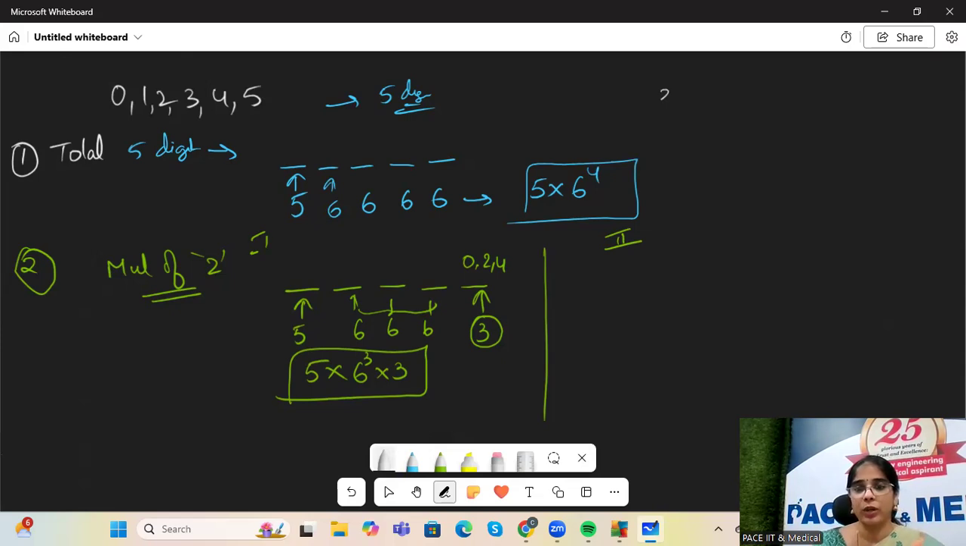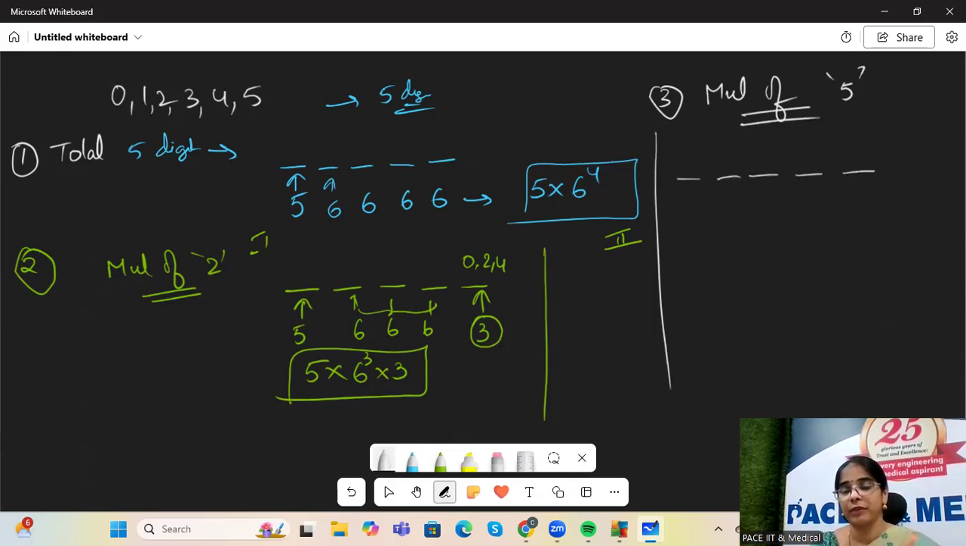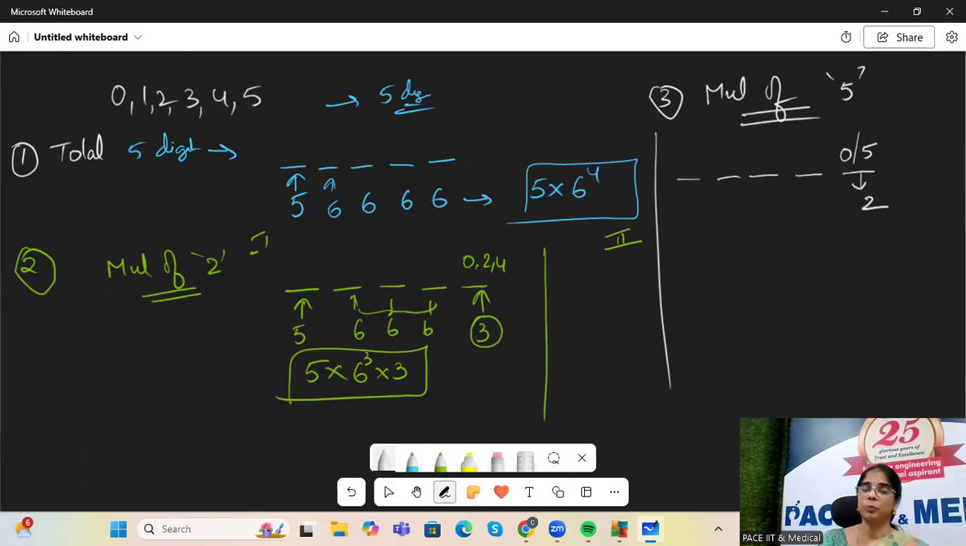Right? Now I am going with multiples of 5. Now coming for multiples of 5, think about it. 1, 2, 3, 4, 5. I can have a 0 or 5. That's it. Nothing else I can have there, right? I can have a 0 or 5. This can be done in 2 possible ways, right? Because it is multiple of 5.